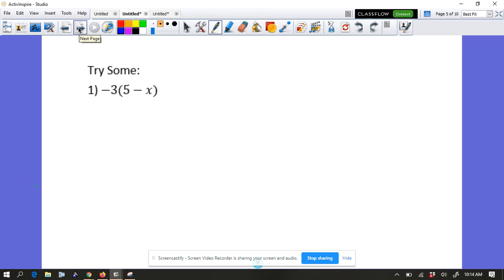Try this one on your own. So we're going to distribute the negative 3. So we'll do negative 3 times 5, which is negative 15. We're also going to do negative 3 times, remember there's the secret 1 there, so that's negative 3 times negative 1, which gives me positive 3x.